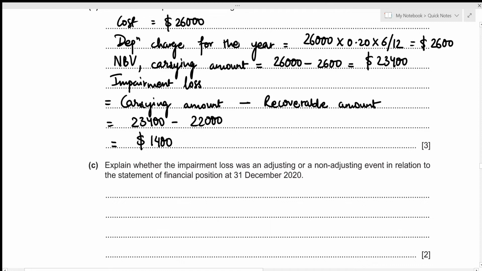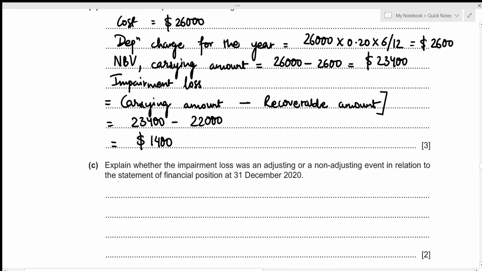Explain whether the impairment loss was an adjusting or a non-adjusting event in relation to the statement of financial position at 31st December 2020. We figured out our recoverable amount on the date of 1st January 2021, right? And we also figured out that there was an impairment loss, which means that this impairment loss should have been adjusted in the statement of financial position at 31st December 2020. Hence, we can write it down as the impairment loss was an adjusting event, as the review gave evidence about a condition which existed at the year end.